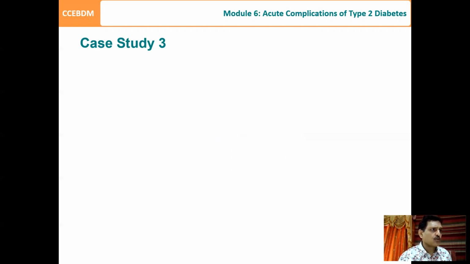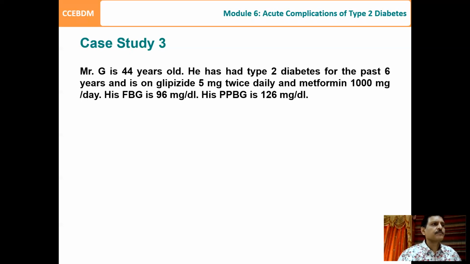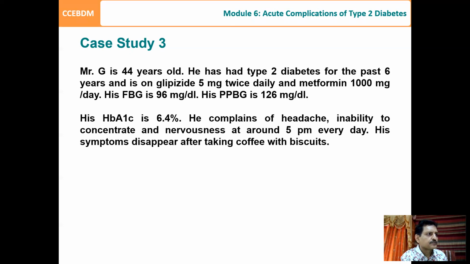Mr. G, a 44-year-old who has had type 2 diabetes for the last 6 years and is on glipizide 5 milligram twice daily and metformin 1000 milligram per day. His fasting blood glucose is 96 and PP is 126 milligram per deciliter. Now his HbA1c is 6.4. He complains of headache, inability to concentrate, and nervousness at around 5 p.m. every day. His symptoms disappear after taking coffee and biscuit.